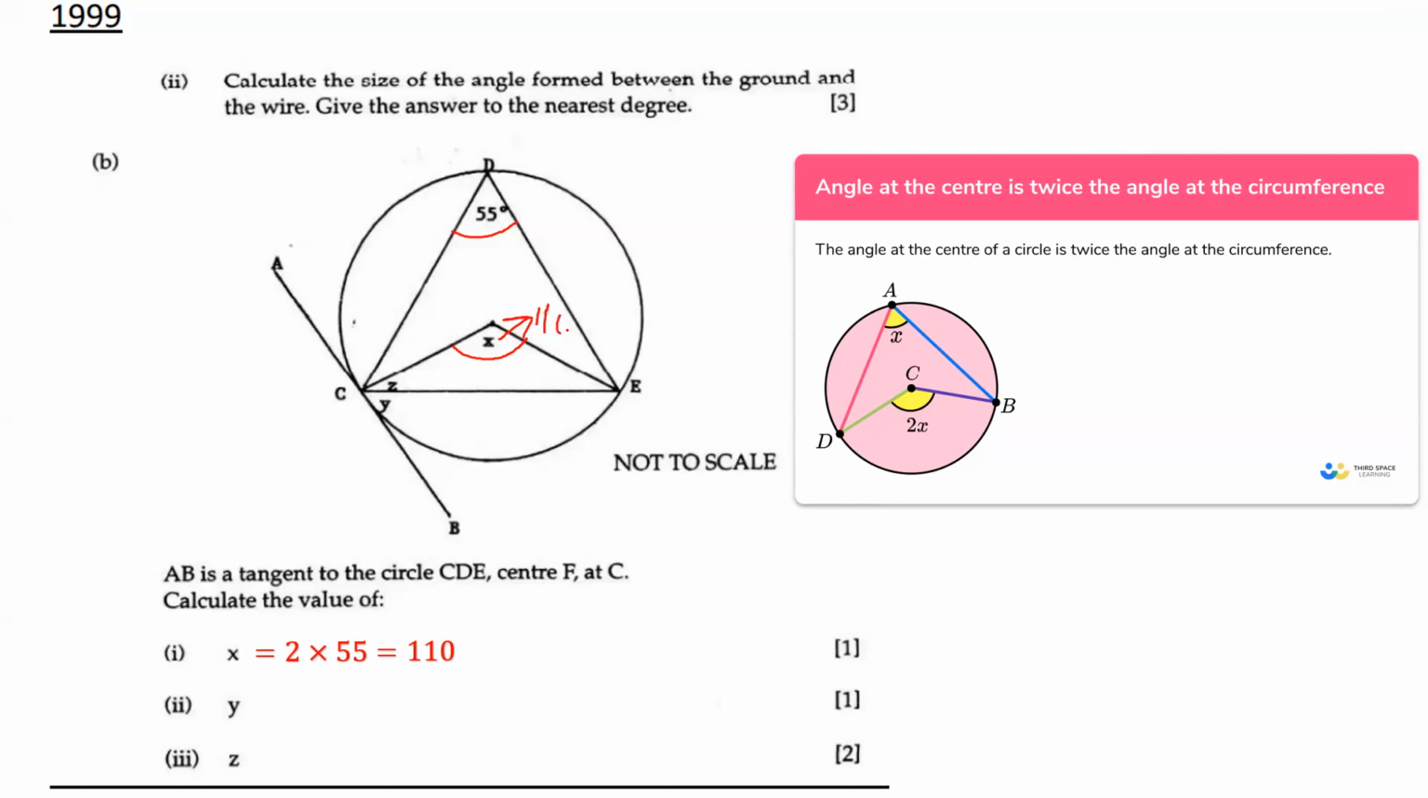So X is going to be equal to 110. Okay, let's move on to the next question. Here we want to figure out what is angle Y. And how do we figure out angle Y? I have here Y is equal to 55.